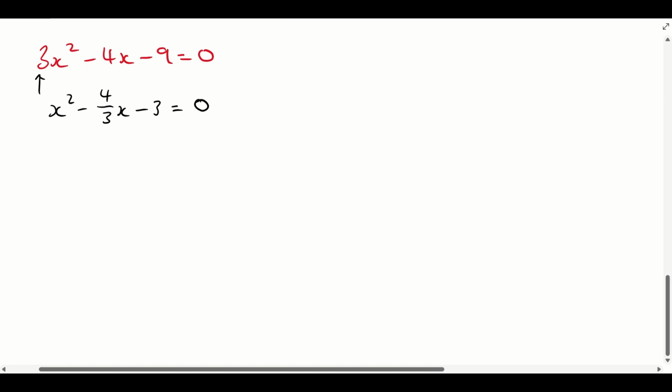Now I can start to complete the square on this equation. So I take my b value, I take this negative 4 over 3. I divide it by 2, so I end up with negative 4 over 6, which is just negative 2/3, and I square it. So I've taken that minus 4 over 3, I've divided it by 2, and I square it. And I would end up here with positive 4 over 9.